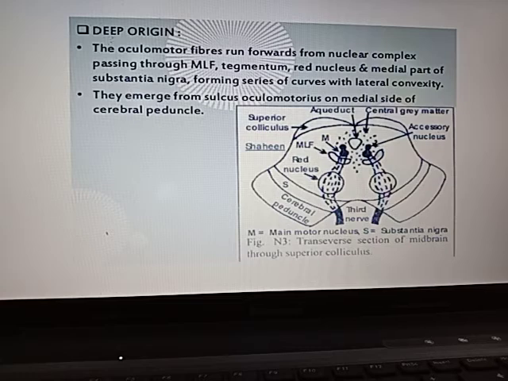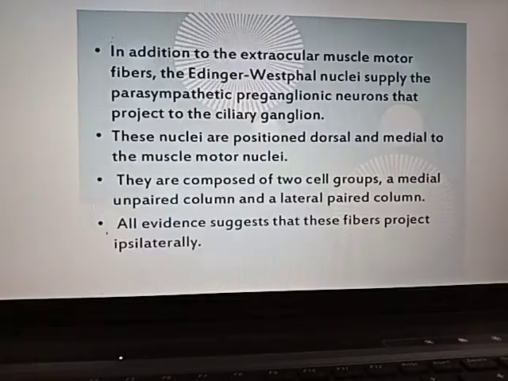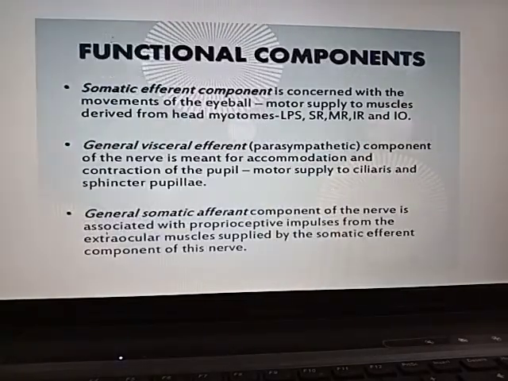After taking origin from the deep part, the oculomotor fibers run forward from the nuclear complex passing through the MLF, tegmentum, red nucleus, and medial part of the substantia nigra, forming a series of curves with lateral convexity. They emerge from the sulcus oculomotorius on the medial side of the cerebral peduncle. Okay, if you go to this picture, medial side of the cerebral peduncle.